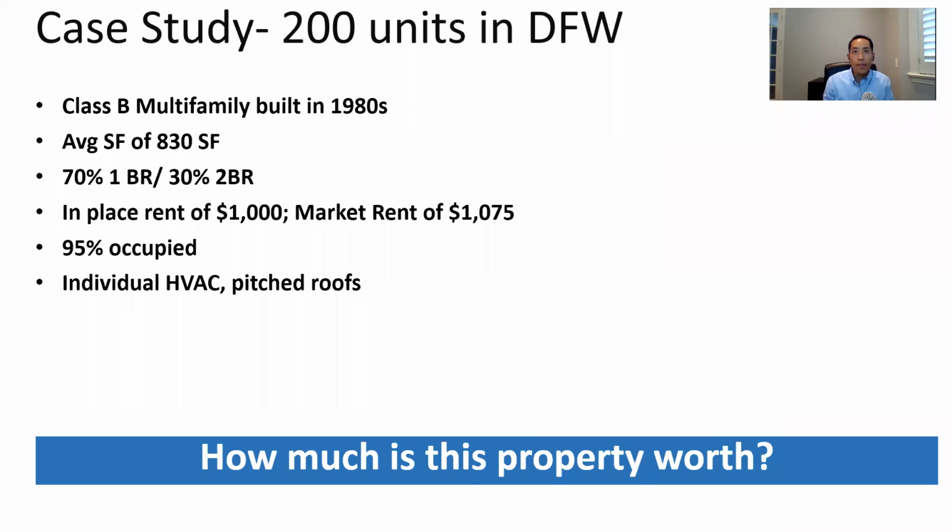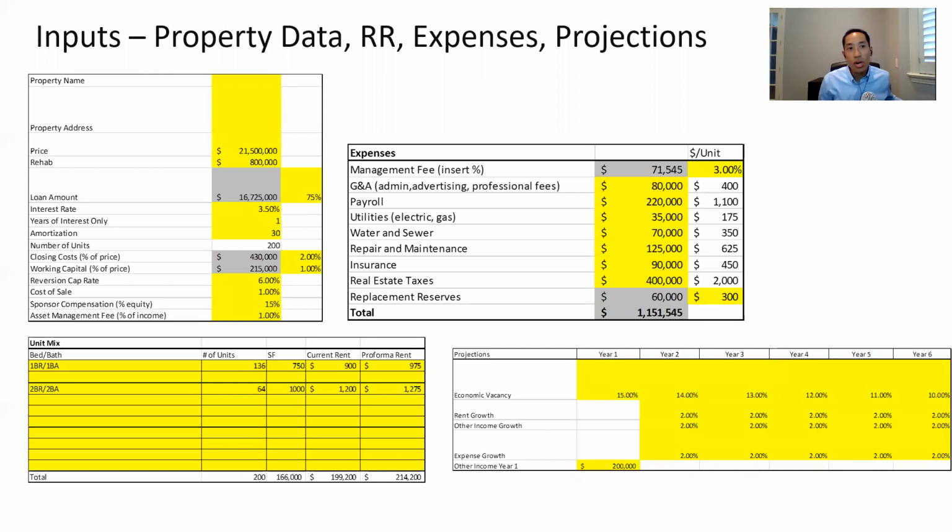So, in the last video, we talked about a 200 unit deal, 1980s, just like a sample deal here. 70% one beds, 30% two beds, in place rents of about $1,000. Going to take the rents up about $75, 95% occupied, just your standard deal. And after plugging it into the model, we came up with a price of about $21.5 million that we would pay for this to get to our annual return.